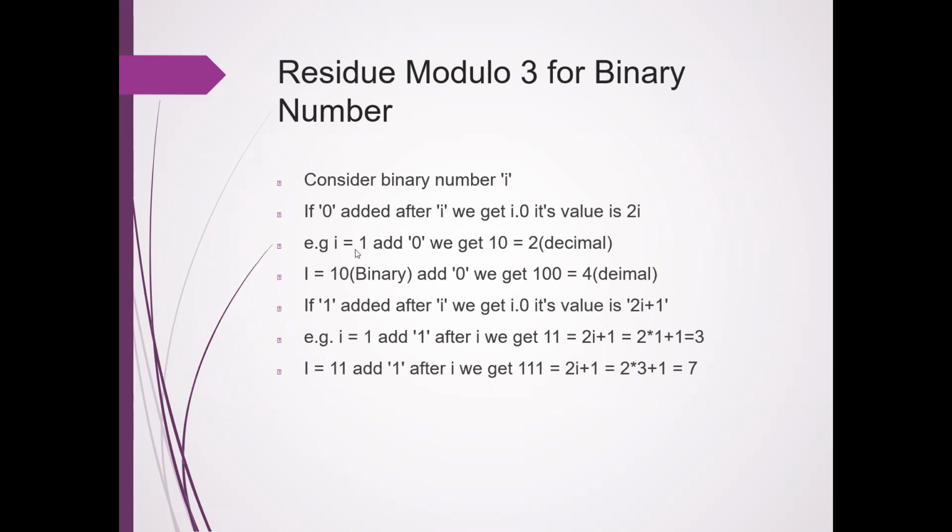For example, if you have 1 as your binary number and you add 0, you get 10, which is equal to 2 in decimal. Binary 1 has the decimal equivalent 1, and when you add 0, you get 2 as your decimal number.